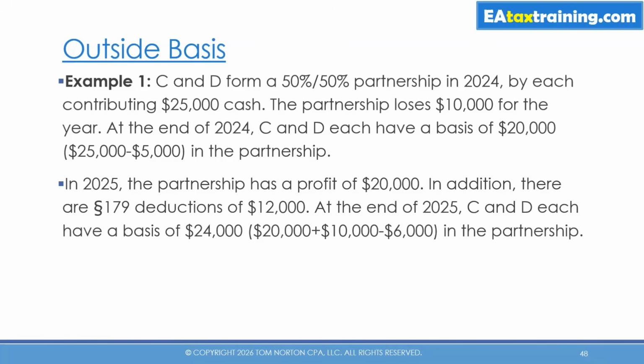In 2025, the partnership has a profit of $20,000. In addition, there are Section 179 deductions of $12,000. At the end of 2025, then, C and D each have a basis of $24,000. So it's the $20,000 they started the year with, plus their $10,000 share of the $20,000 in profits in 2025, minus their $6,000 individual share of the $12,000 of Section 179 deduction for the year.